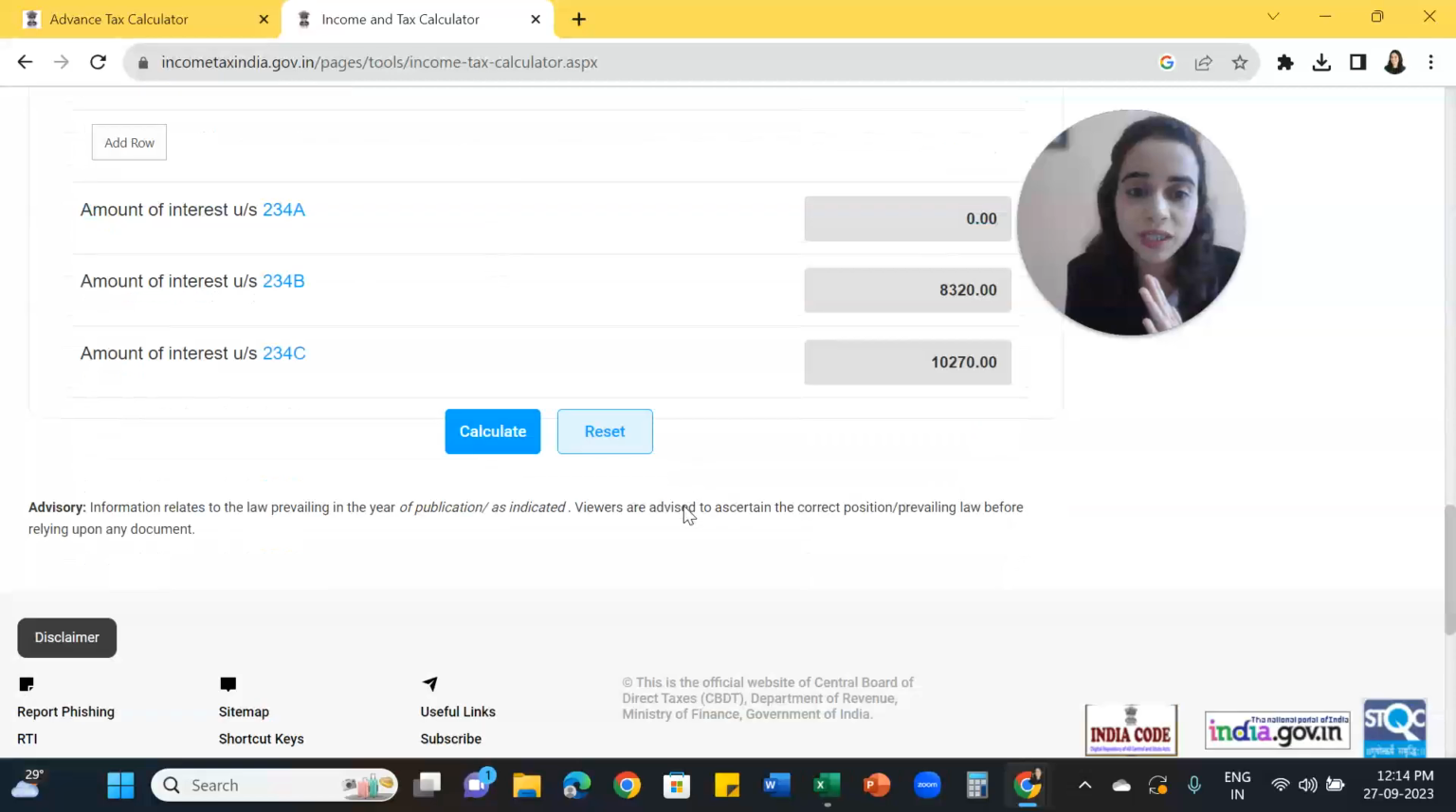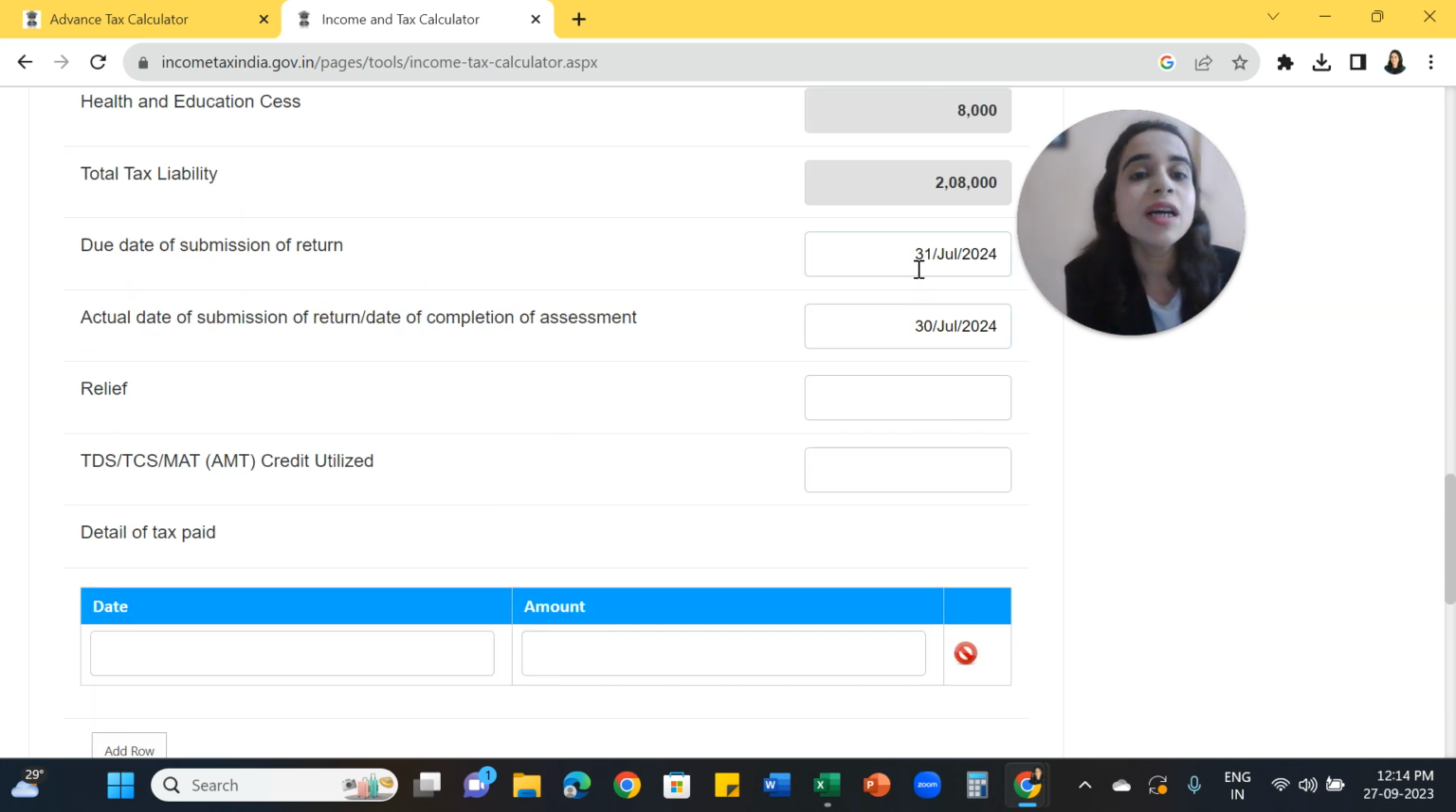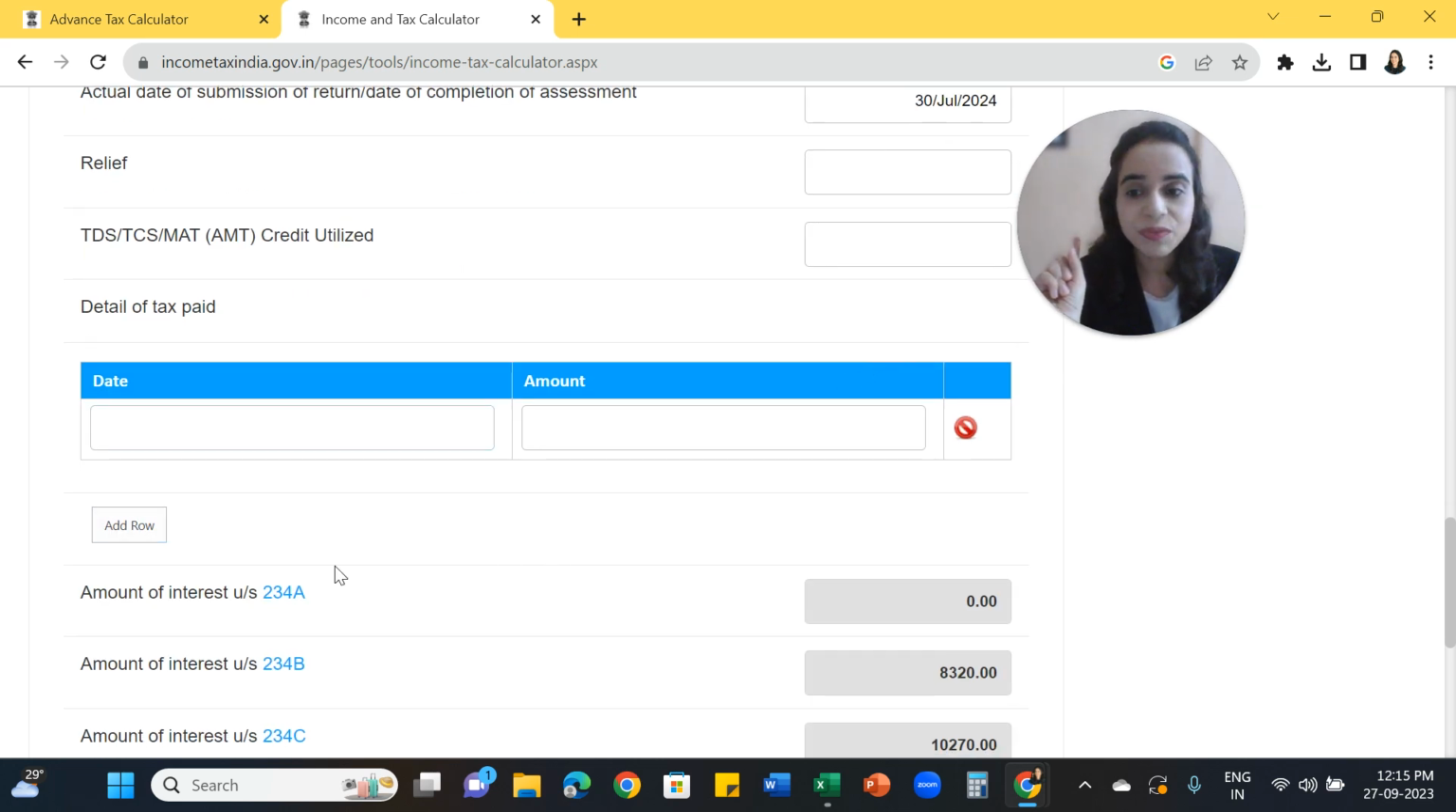So it will calculate interest under section 234B and C. Why no interest under 234A? 234A interest applies when you are filing the return later than the due date. So if I had said that I am filing in August or September, I am liable to pay 1% per month interest. If I file on 1st August instead of 30th July, I have to pay 1% per month interest on the total tax liability under 234A also.